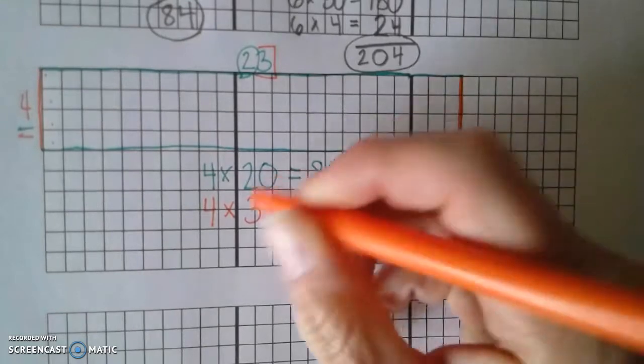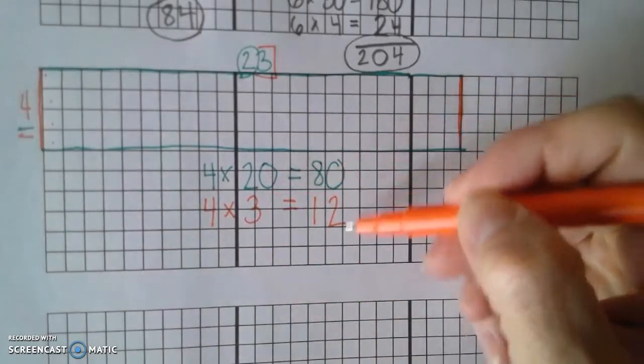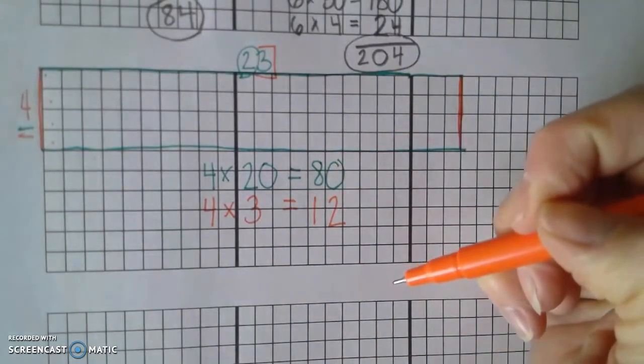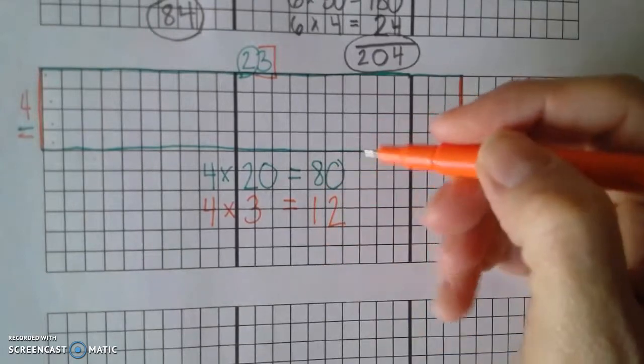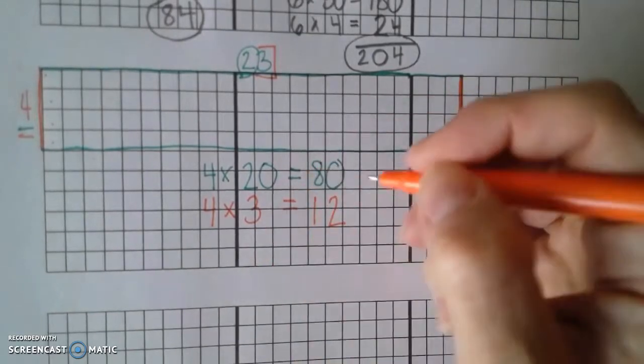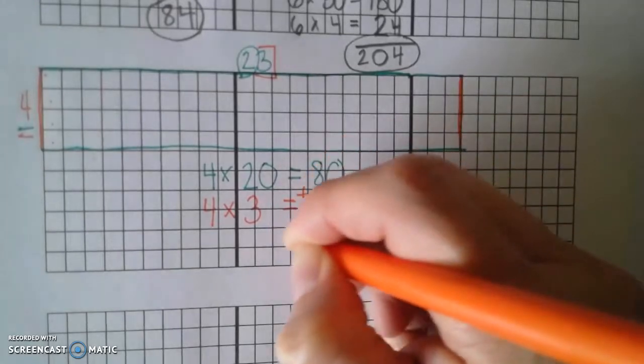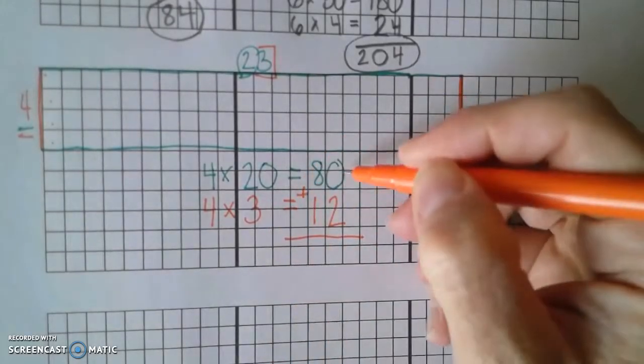12. And as you can see, friends, when I write it, I tend to write it so that I'm lining my numbers up over here. Because that way, when I go to add it, it's one less step for me to have to do. They're already lined up. Now I go ahead and add them up.